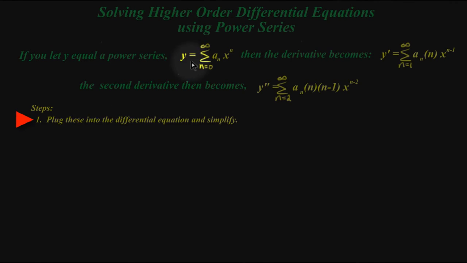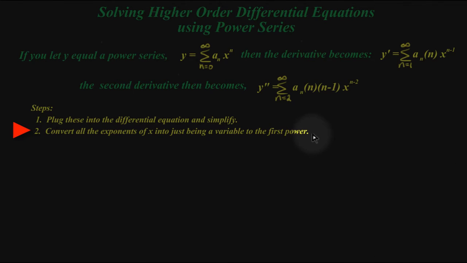Once you plug these derivatives and the y into your differential equation and simplify, your next step should be to try to convert all of the exponents into just x to the k, or some variable to the first power. Typically they use k. So if I have an n minus 2 up here, that needs to be a k. So what I'll do is let k equal n minus 2 so that I can replace it and make it x to the k. If I do that, then all these n's have to become k's. Because you know what k equals, n minus 2 in this case, you can add 2 on both sides and get that n equals k plus 2, and everywhere you see an n, you need to plug in a k plus 2.